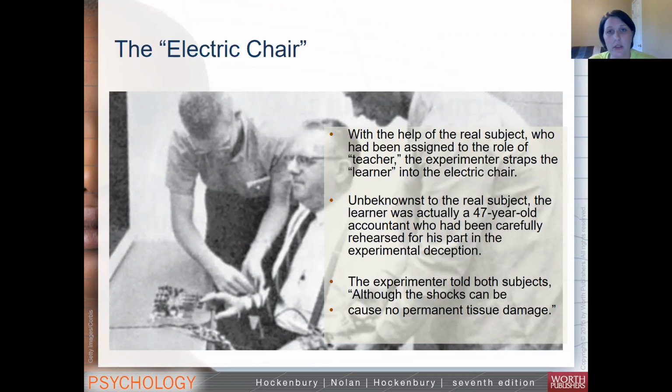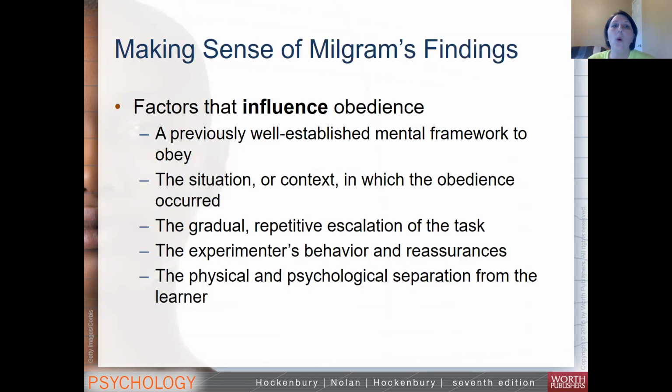When an experimenter was in the room, they acted as the authority figure. At the time, the experiment was done several different ways, in a lot of different iterations, changing little things here and there. It turns out that some things really do influence obedience. One is a well-established mental framework to obey. For example, in the military, from the day you go in, you understand chain of command and that you need to obey your higher authority figure. Also, our culture establishes this mental framework because we're told at a very early age to obey our authority figure.